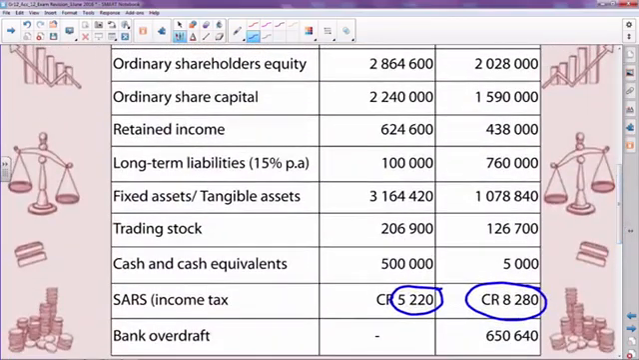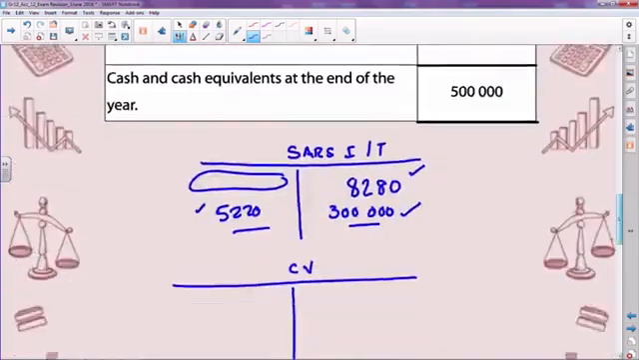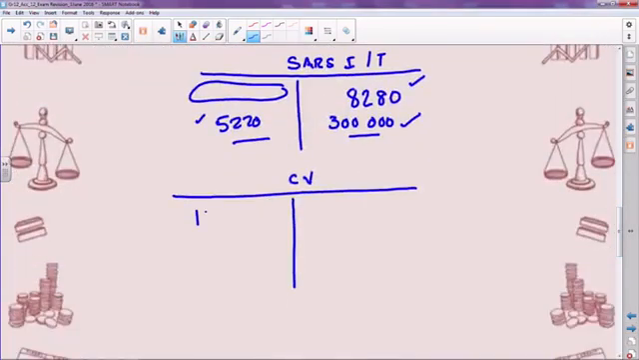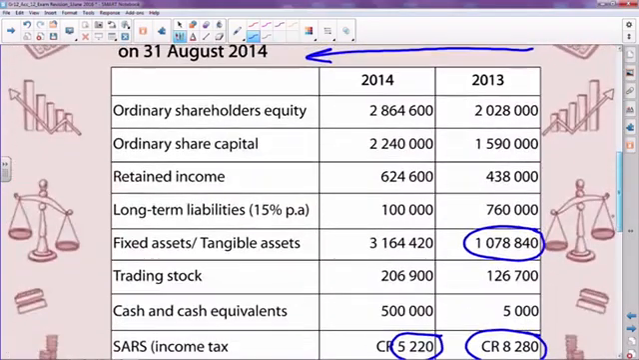Tangible assets, 1078840. So, let's slot it in. 1078840. That's the opening balance of my tangible assets, right? So once again, look at the procedure, guys. Opening balance, done and dusted. Number 2, closing balance. What's the closing balance on my tangible assets?